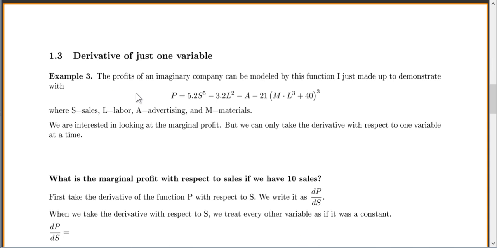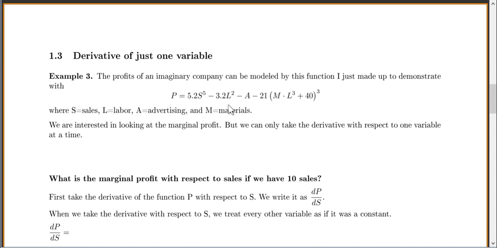So here's an example. The profits of an imaginary company can be modeled by this function I just made up to demonstrate with. So the profits, P, not P of x here because we have multiple variables, is 5.2 s to the power of 5 minus 3.2 l squared minus a minus 21 times m times l cubed plus 40 a cubed. Looks very complicated, but it's probably actually simple for real life. Where s is sales, l is labor, a is advertising, and m is materials.